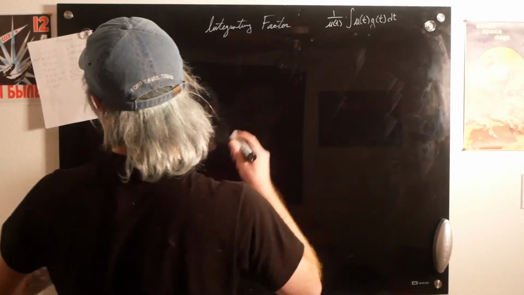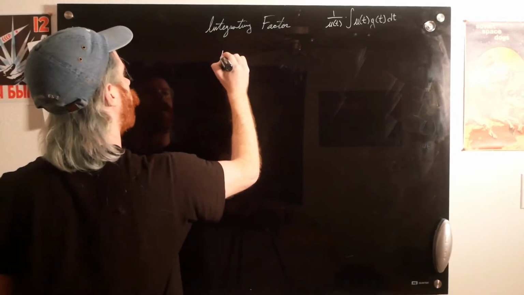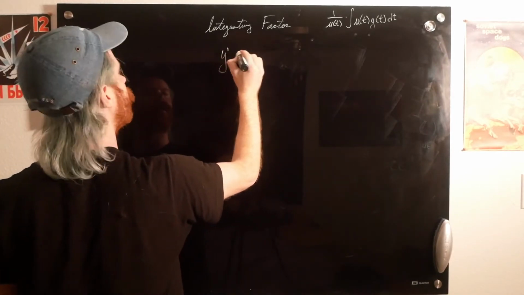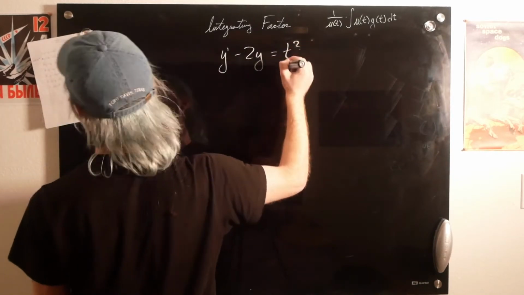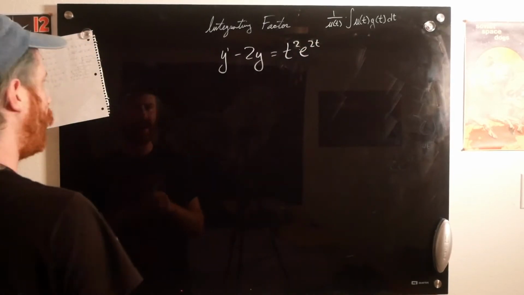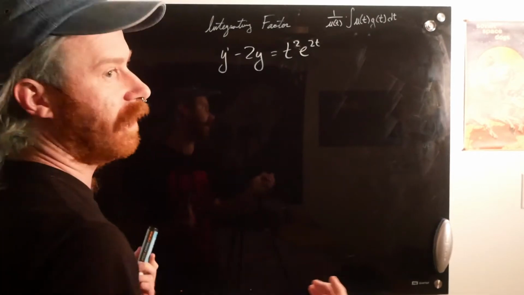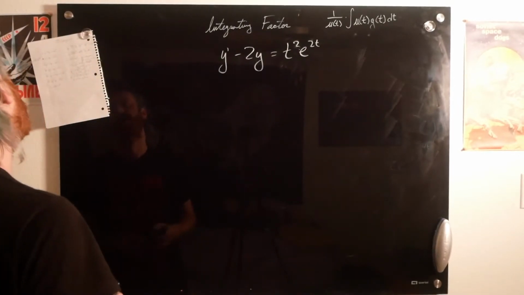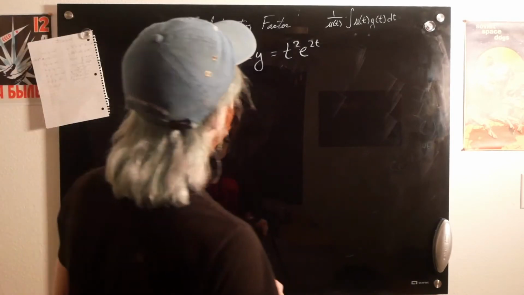Okay, so we have y prime minus 2y. This is going to be one of those ones that is going to take some practice in order to see why you mess up, because this one's pretty easy to mess up, or at least I did all the time when I first started these. So y prime minus 2y equals t squared e to the power of 2t.